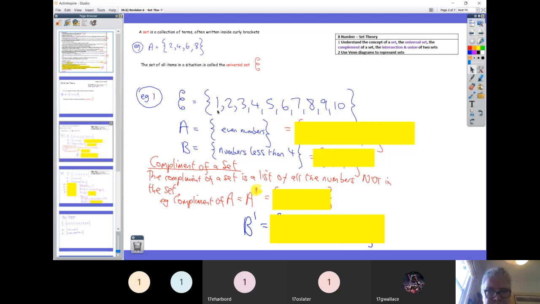For this example 1, if this is our universal set, if these are the 10 numbers in our world, we're told that set A is all the even numbers, and set B is the numbers less than 4. The even numbers in our universal set are going to be 2, 4, 6, 8, and 10. Set B is going to be 1, 2, and 3. We don't include the 4 because it says numbers less than 4. So that's 1, 2, and 3.